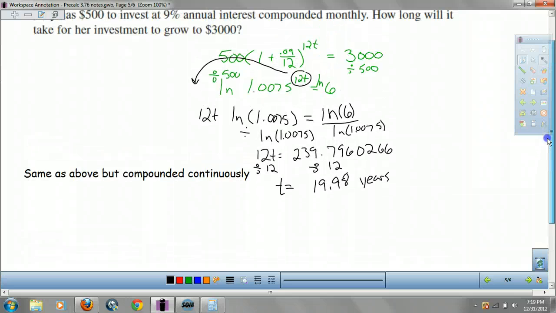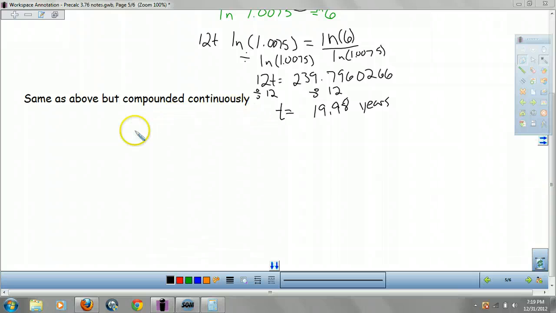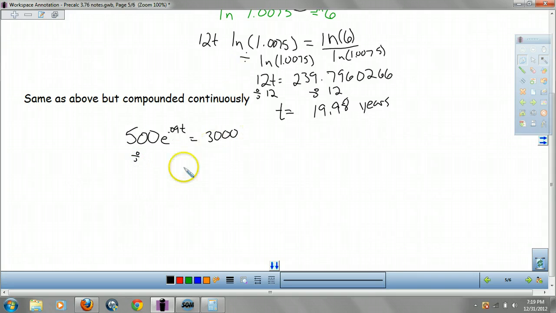Now, let's do the same problem as above, but we're going to use continuous compounding. So they're still starting with 500 bucks. Now we use e to our rate, 9%, times t, and we're saying that equal to 3,000. Again, our first step is going to be divide by 500. So we get e to the 0.09t equals 6.